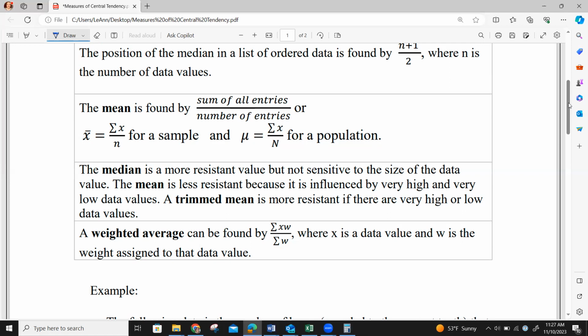So I'll show you how to do a trimmed mean, and you can do different percentages of that. The most typical one that we will do is 5%, maybe 10%, but most likely you see 5% trimmed means. And then a weighted average can be found by taking the sum of all your x's times their weights, where x is a data value and w is the weight assigned to that data value, and dividing that by the sum of all the weights.